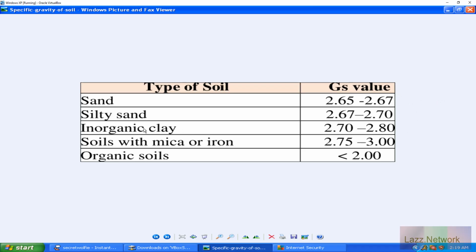When you look at inorganic clays, or just clays in general, you have 2.70 to 2.80. Because clay really isn't going to have any air voids, unless it's naturally occurring. But the clay itself usually doesn't have air voids, so that's why the density is a lot higher than the sand.